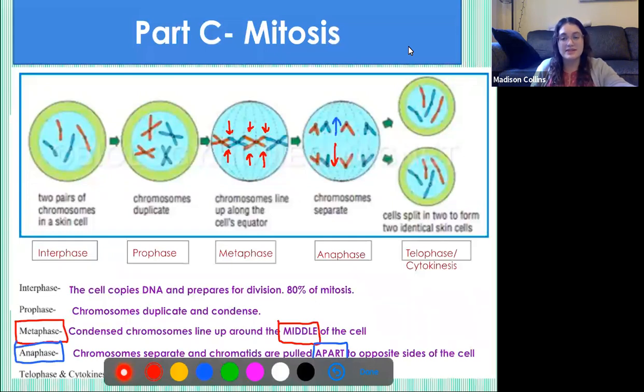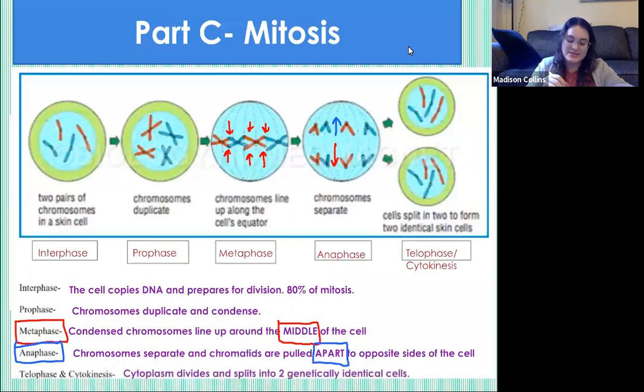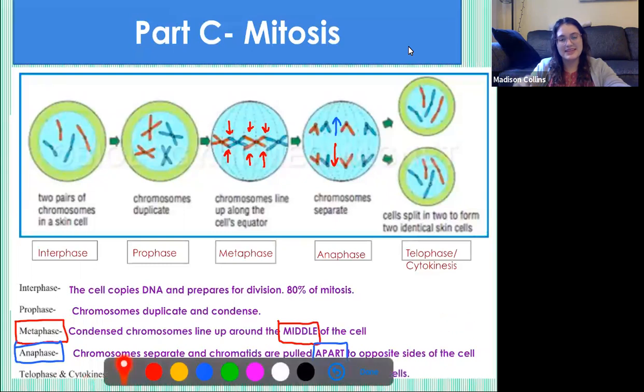this, what needs to happen is those cells have to split. We have to get those identical genetic copies into different cells. And that happens in the phase telophase and cytokinesis. Okay, and this is when the cytoplasm divides and splits into those two genetically identical cells. And that is how we turn one parent cell into two daughter cells inside our body.